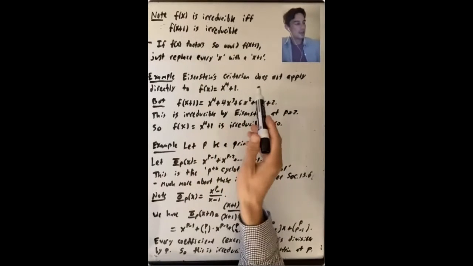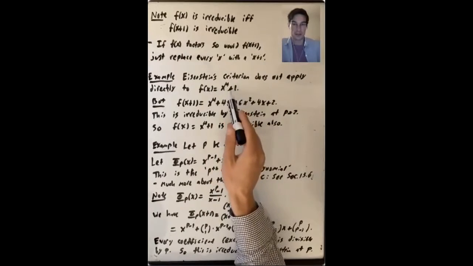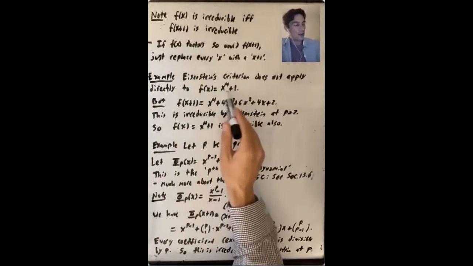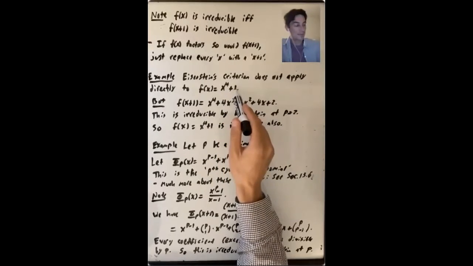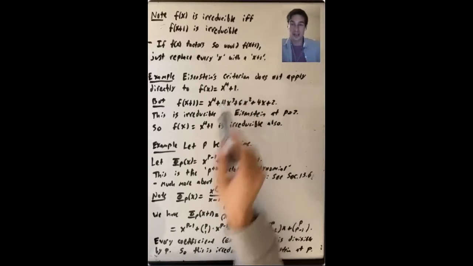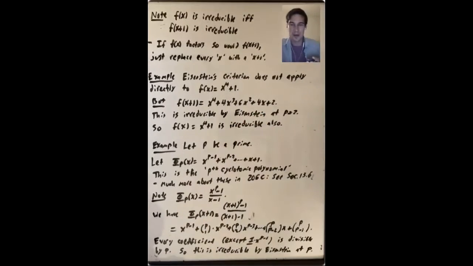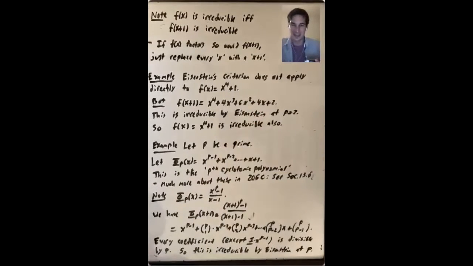Here's an example. Eisenstein's criterion does not apply directly to f of x equals x to the fourth plus 1. Why not? What we're looking for is a polynomial and some prime ideal in R so that all of the coefficients except the leading 1 for your monic polynomial are in that prime ideal, and the constant coefficient is not in the square of your prime ideal. But here the constant coefficient is 1. So you can't come up with any prime ideal P for which the constant coefficient is in that ideal.